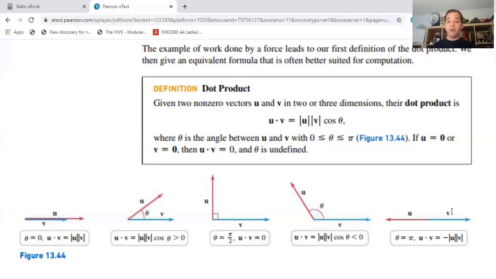Or it could be 180 degrees, right? So if the angle happens to be 180 degrees, pi radians, then the cosine of pi is -1, and then what you get is the product of the magnitudes times -1. All right? So this is something nice to remember. We'll do a problem shortly, but before, let's look at an important definition here.